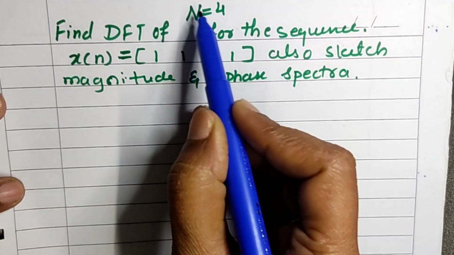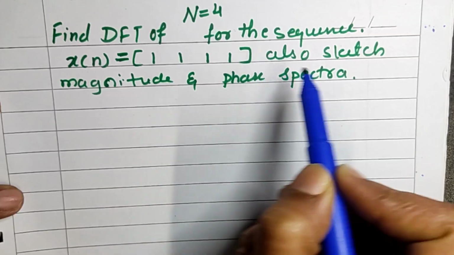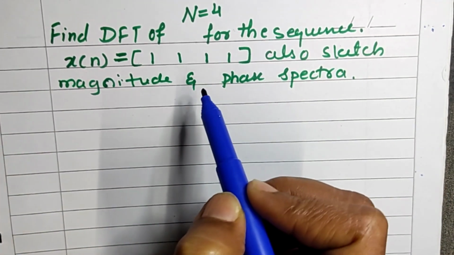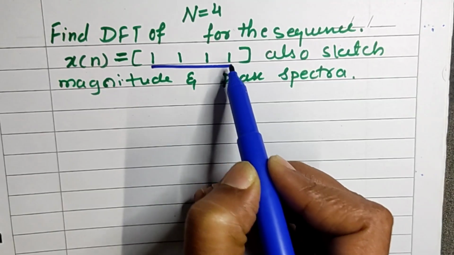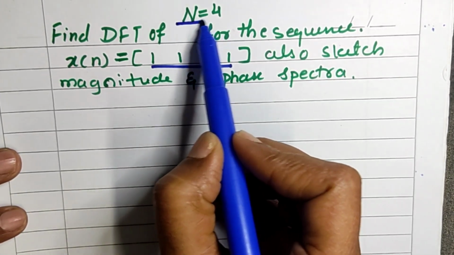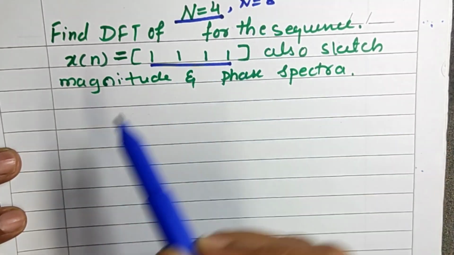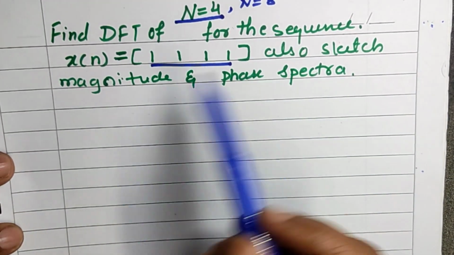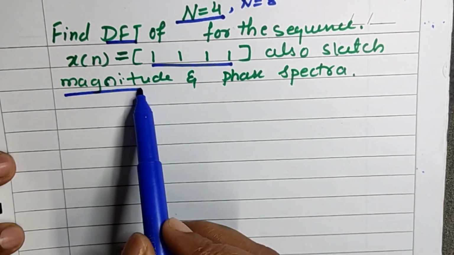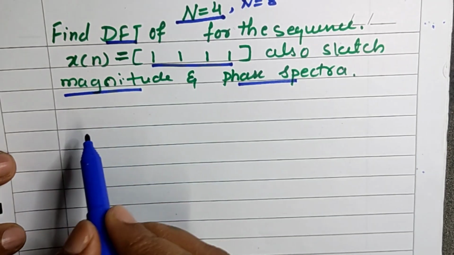We'll find the DFT of a 4-point sequence x of n is equal to 1, 1, 1, 1, and also sketch the magnitude and phase spectra. Here the intention is not to solve this, because previously we have already discussed it. Now the intention is, if N is equal to 4 and suppose N is equal to 8, what is the general formula which we can write to find the DFT as well as the magnitude and phase spectra? Okay, so we'll get the general equation first.